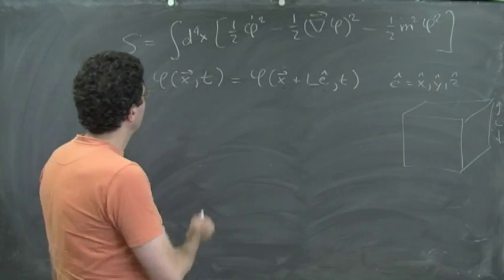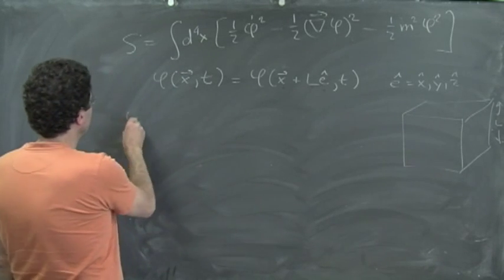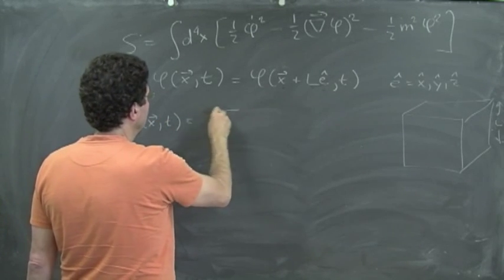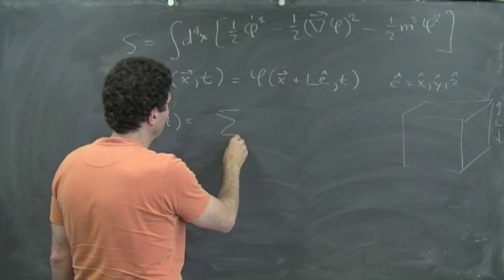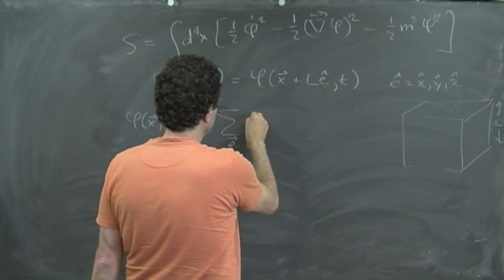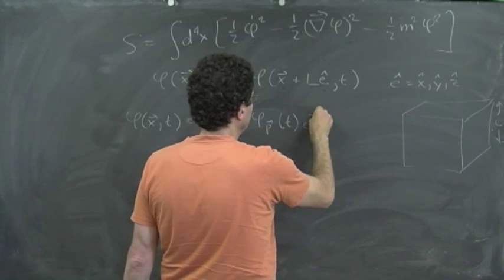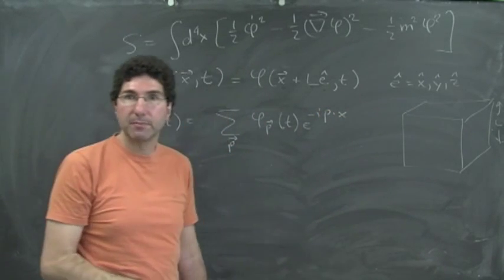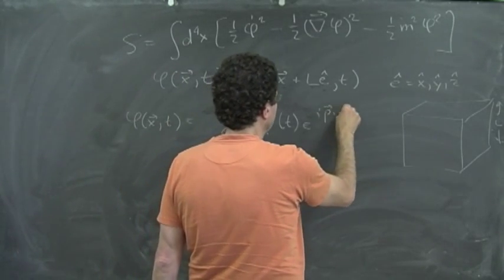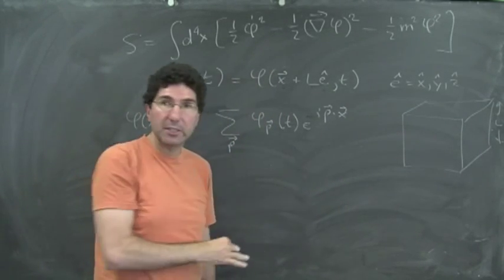And so in this situation, we can Fourier transform the field. We start with fields which are functions of x and t, but we can now write these as a sum over all momenta p of some coefficients, call them phi p of t, times e to the minus i p dot x, where p is a vector. I'm just Fourier transforming these functions in position space.